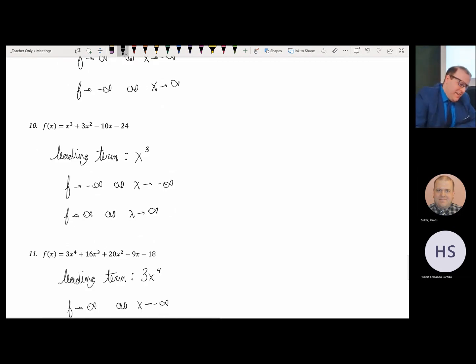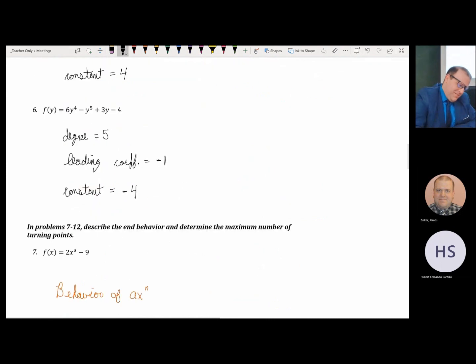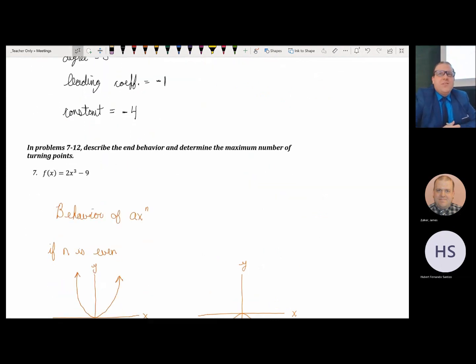All right, so there was one other thing in the instructions. We had to determine the maximum number of turning points. So a turning point is exactly as it sounds. It's where the graph turns. It's points where the function switches from increasing to decreasing or decreasing to increasing.